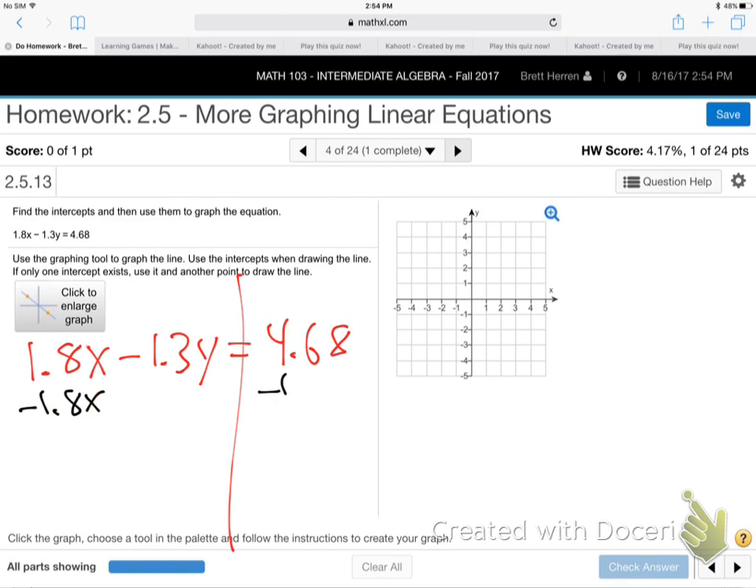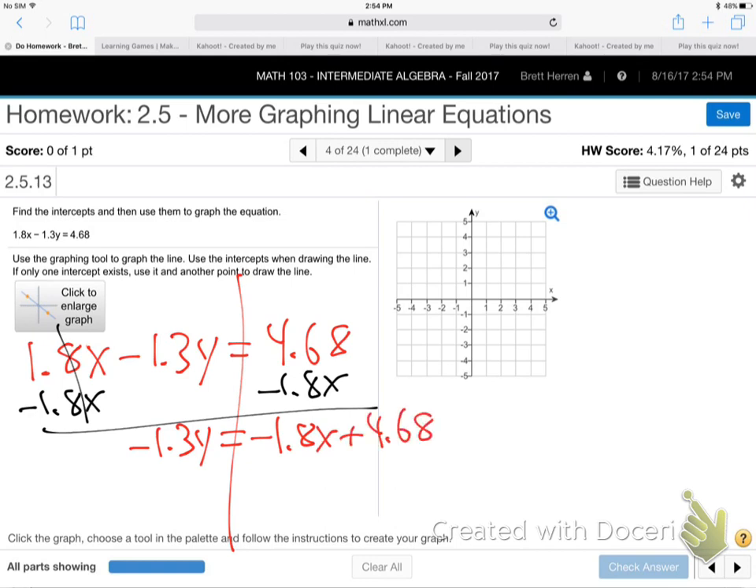Subtract 1.8x from both sides. And I get minus 1.3y is minus 1.8x plus 4.68. No, this is going to be ugly. Use the graphing tool to graph the line, use the intercepts and draw the line. Yeah, it's gonna be ugly.